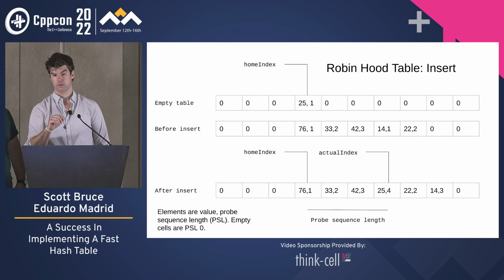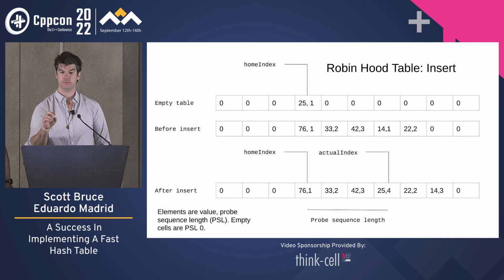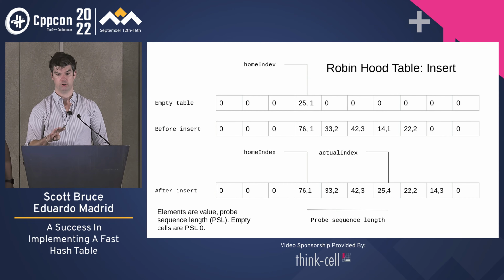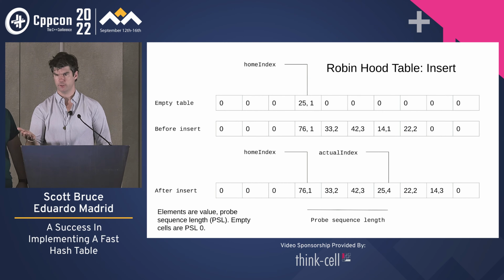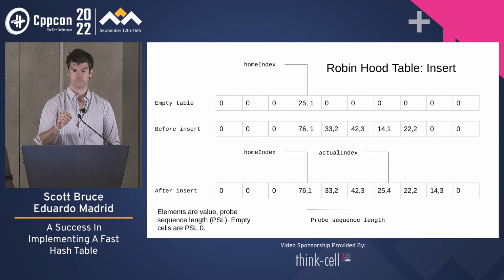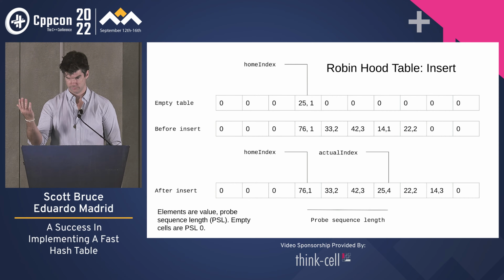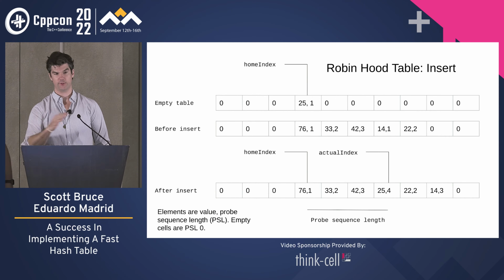When we go to the 14,1 element, suddenly the probe sequence length in the table is richer, that is closer to its home than your probe sequence length, which is 4. You're 4 away from home, it's 1 away from home, and whoever is closest to their home is obviously richer. So you evict them, force them to move farther away from their home, and take their slot. That is the essence of Robinhood, because you're stealing from the richer to give to the poorer. Absolutely, which we strongly approve of.